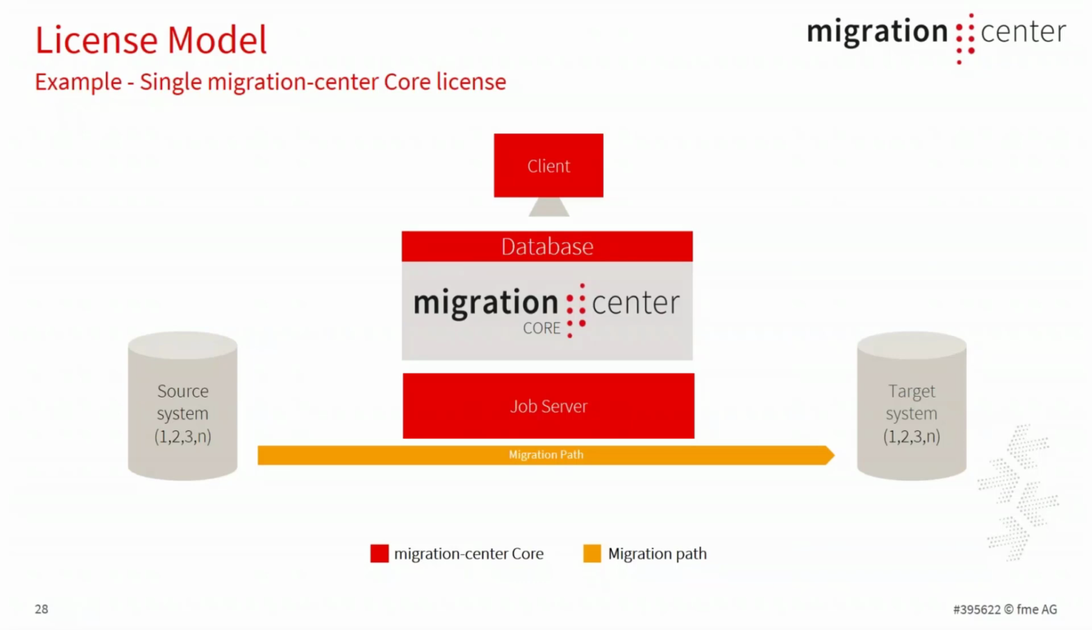Migration Center's license model is really simple. You have one core license. This is the things here in red, like the database, the job servers, as many as you want, and the clients, as many as you want. So it's one database core. And then the additional license part is the Migration Center path, which is, for example, Documentum to InfoArchive or File System to InfoArchive. Each path is added on top. So at the end, you have a core and a migration path and a support fee on that.